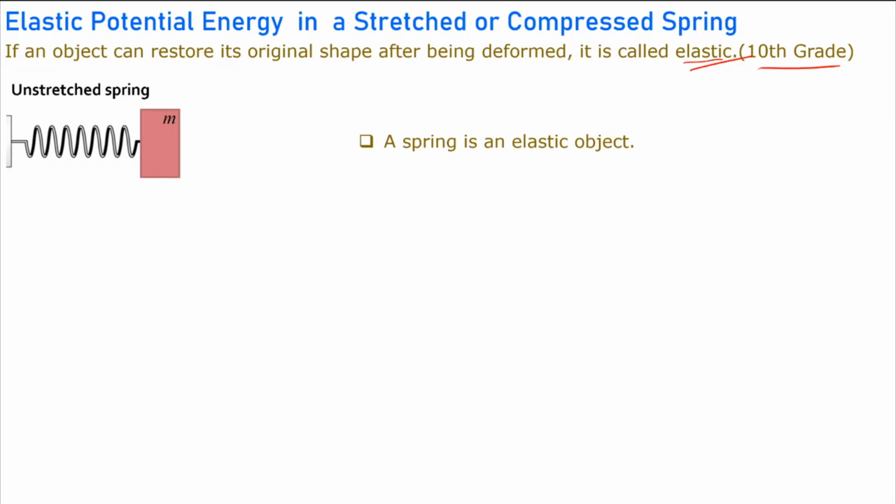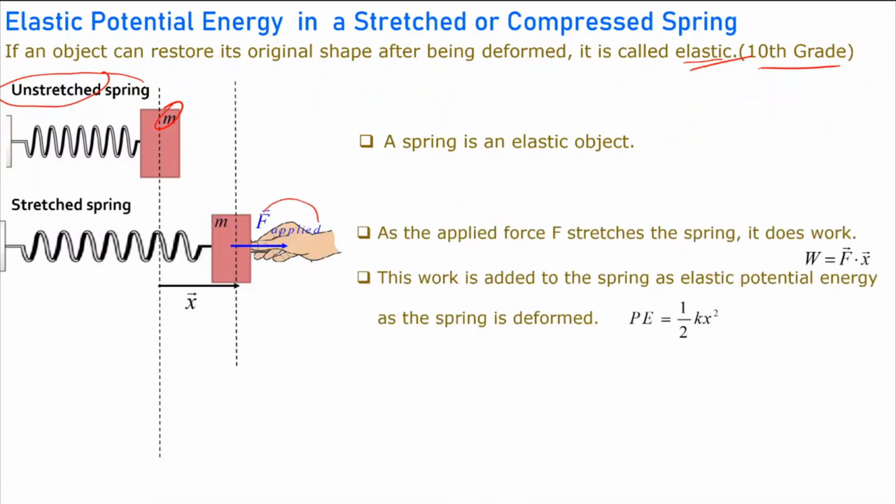And when you compress and stretch, or when you change the shape of an object, every elastic object stores some energy, which is defined as elastic potential energy. Now, assume that this is an unstretched spring and a mass M is attached to it. So how can I stretch this spring? If I pull this mass to the right by applying some force, which is called the applied force, this object will start moving to the right and this spring will be stretched.